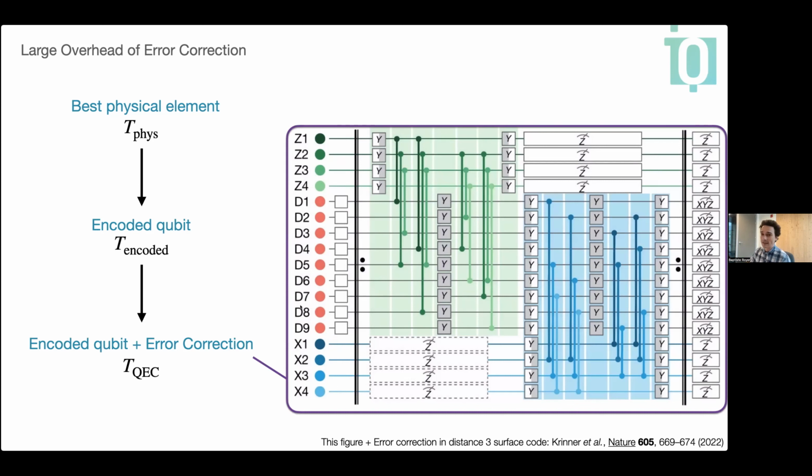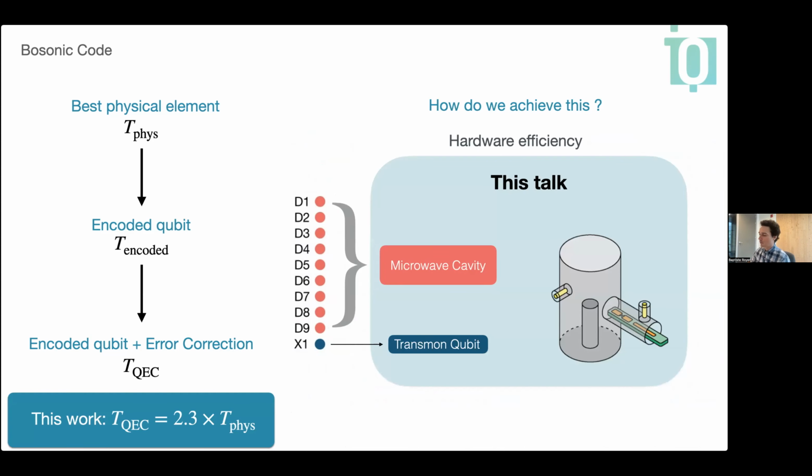So a lot of the time in quantum error correction papers, people compare the encoded qubit plus error correction to the encoded qubit. And so that's the first level, showing that you're actually doing something with your error correction. But ideally, you're doing something useful, and your lifetime is better than the best element you started with. And here in this work, that's what we show. We show that we can improve on this best physical lifetime, by a metric I'll specify a bit later, by a factor of 2.3. And how do we do this?